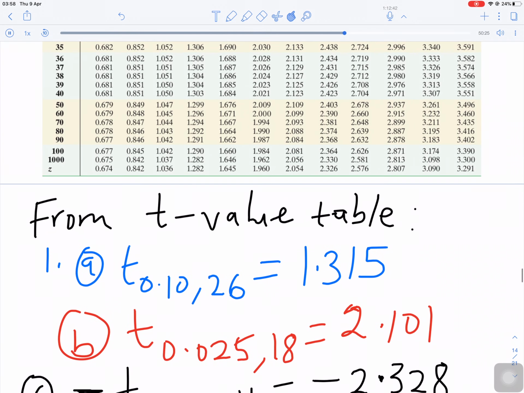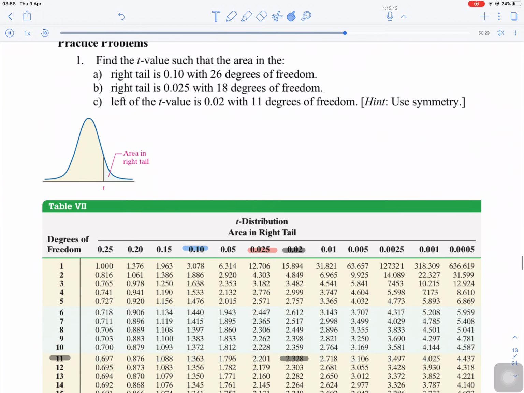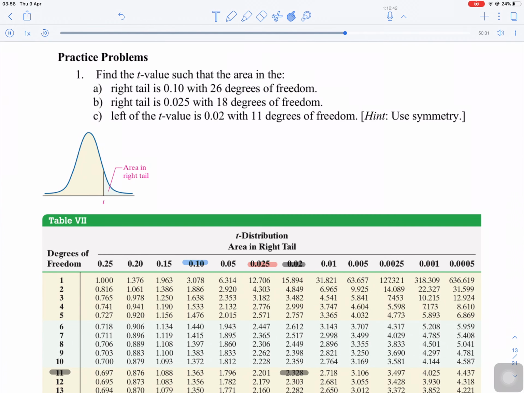All right. Now we come to C. C says find the t-value such that the area to the left of the t-value is 0.02 with 11 degrees of freedom. Now this is it. Our table only gives us area to the right, but our question has given us information on area to the left. So how do we go about this?